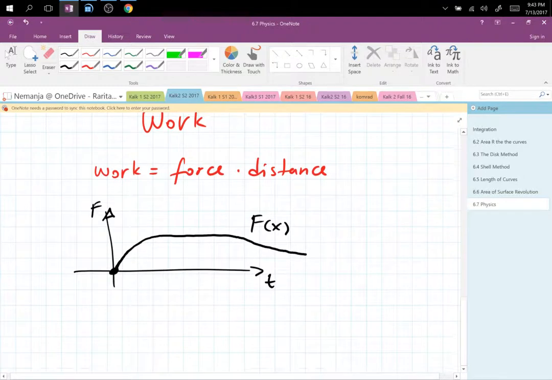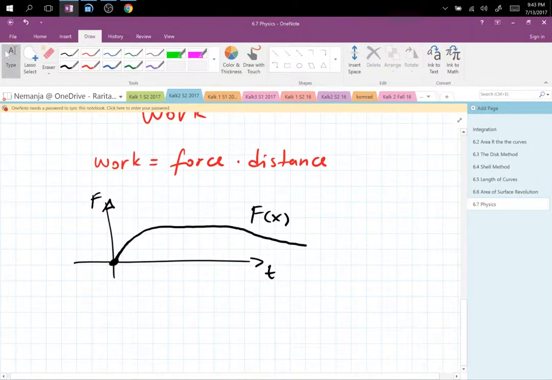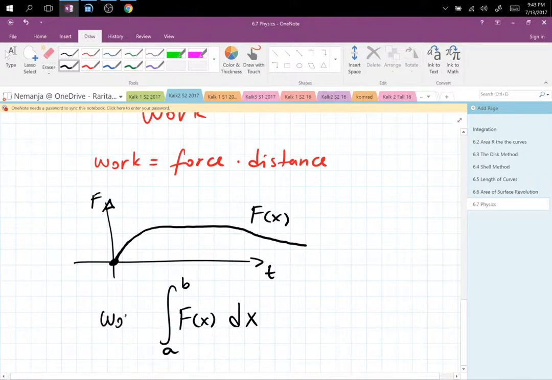And all of that stuff. So now, when I'm talking about this, I know that the force I'm going to replace with f of x, and the distance is going to be our dx from A to B. So there is the work when you have the variable force.